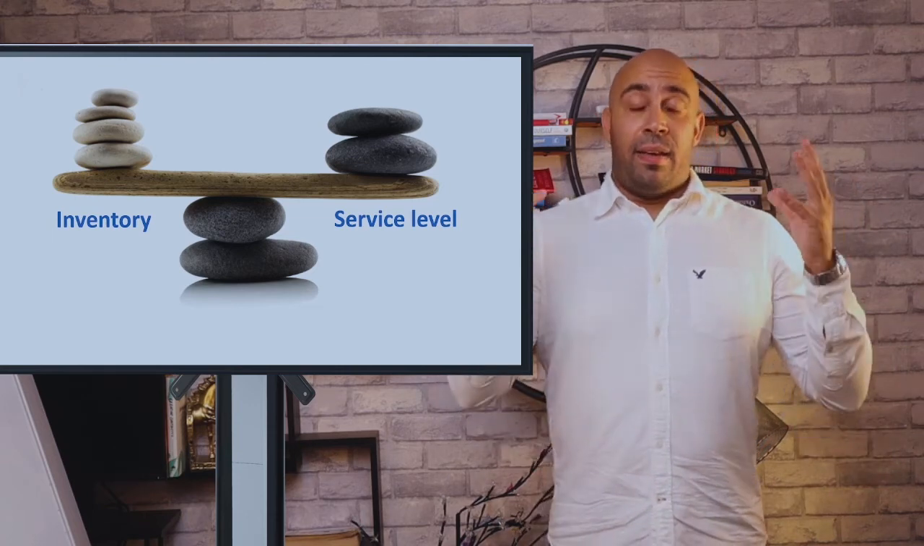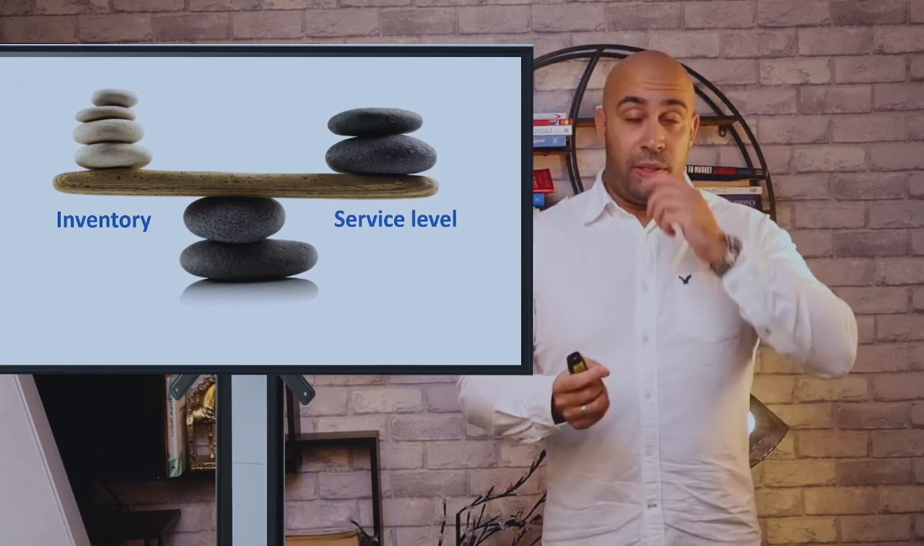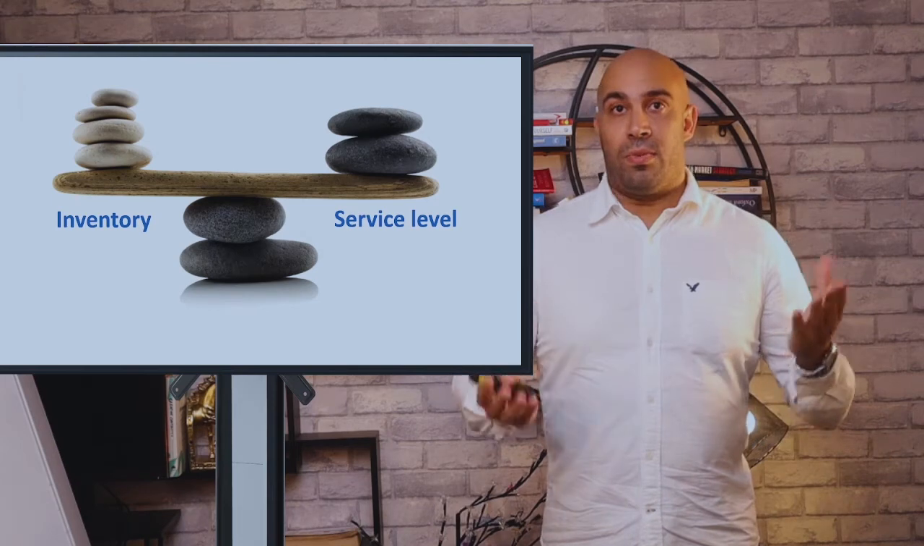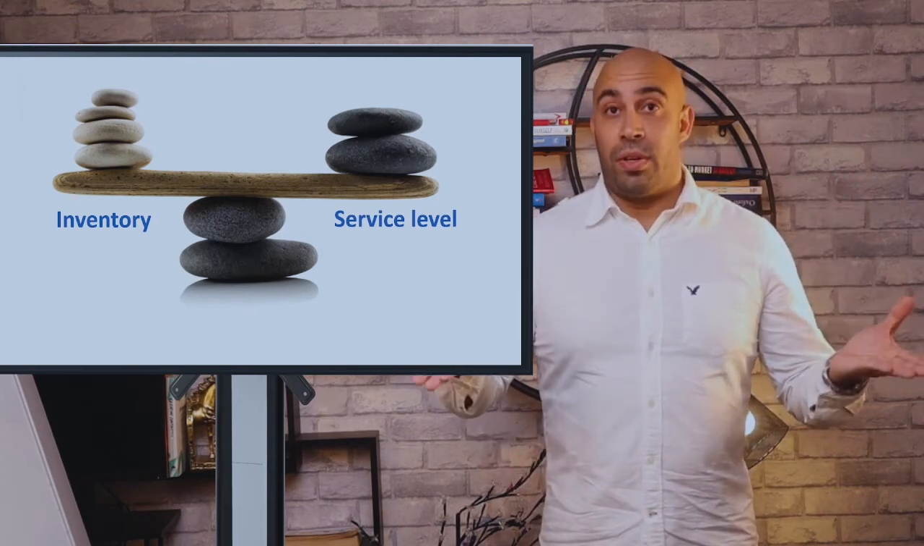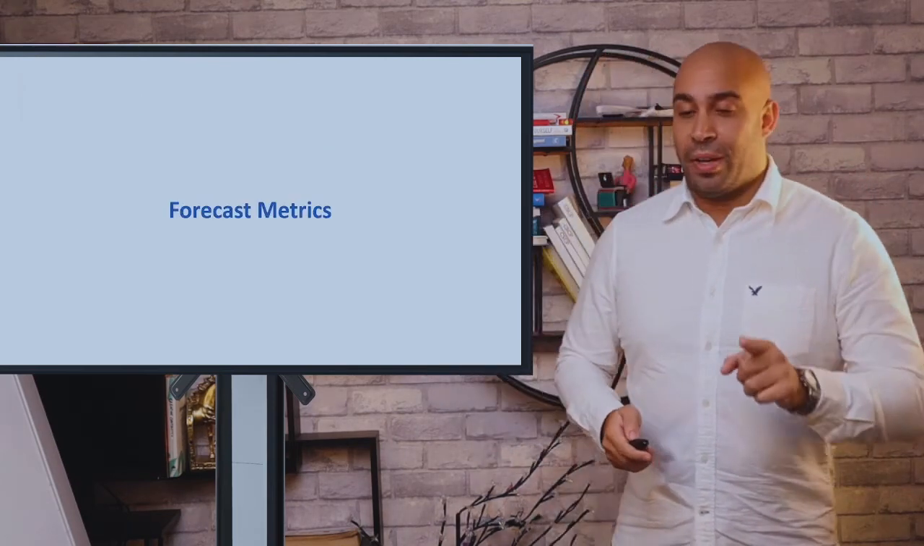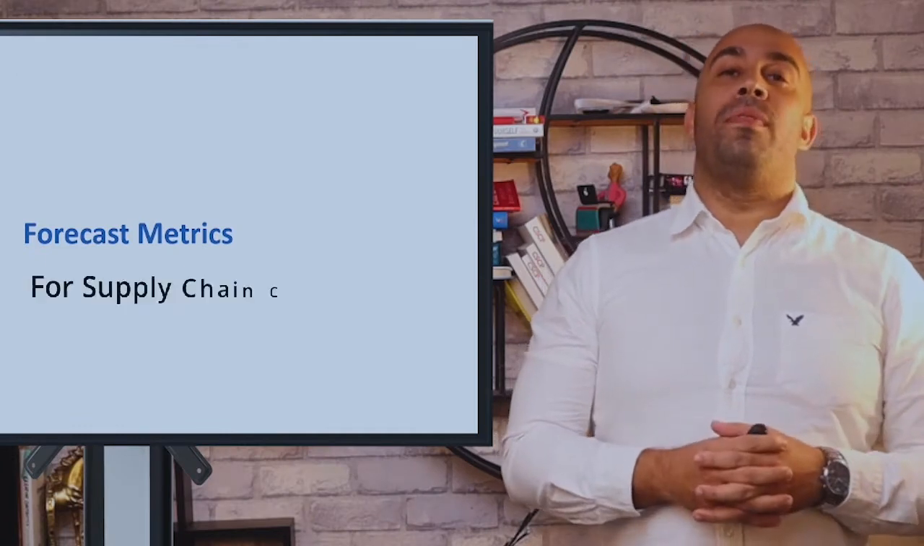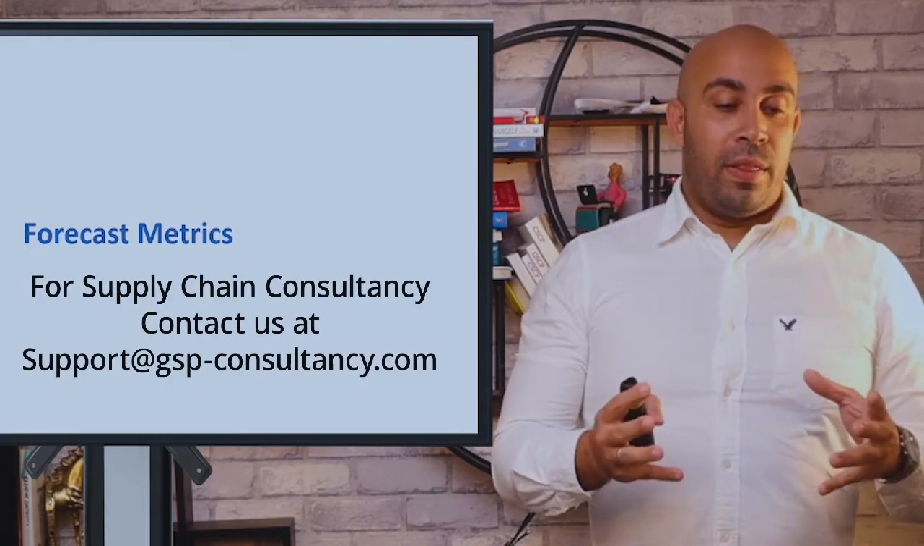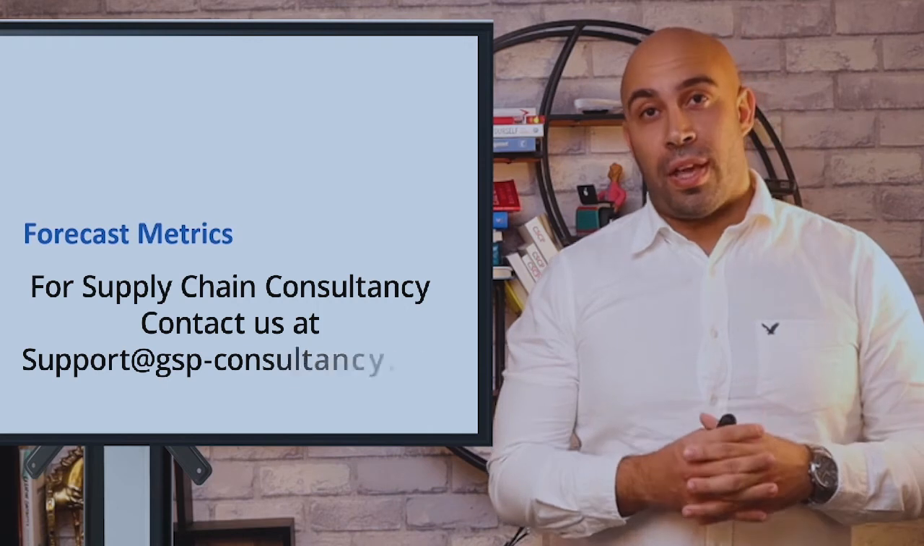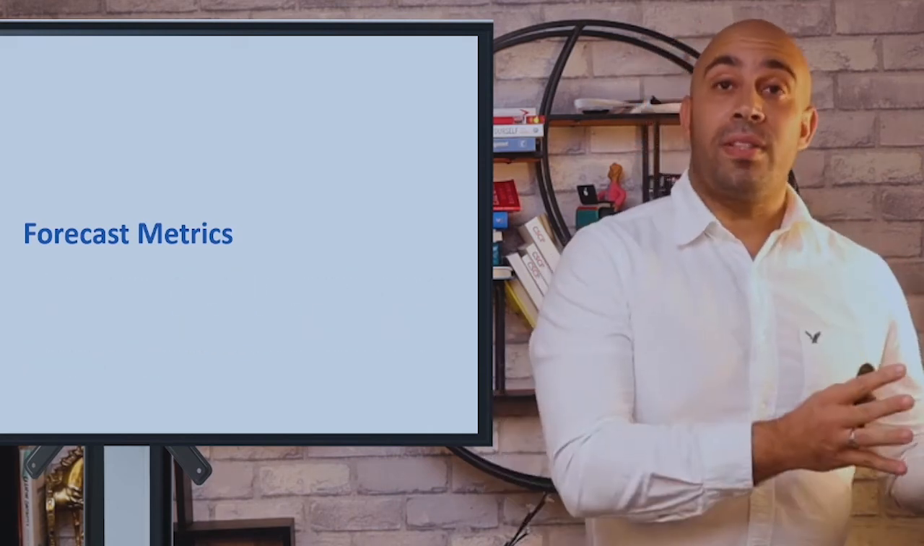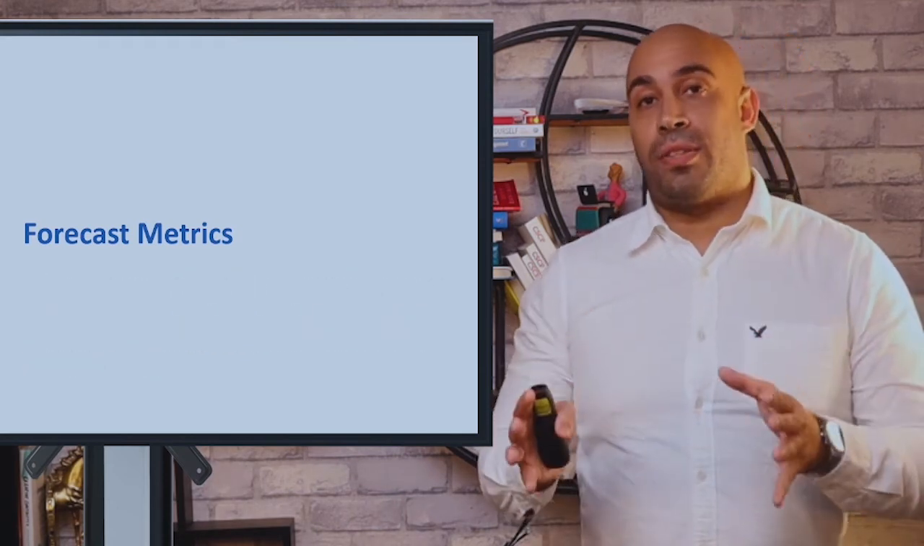So forecasting metrics are very essential to measure these two things, which are service level and inventory. And we will go into details right now. Now let's jump into the forecast metrics. Actually, there are two things that measure our forecast: the forecast accuracy percentage and the forecast bias percentage.